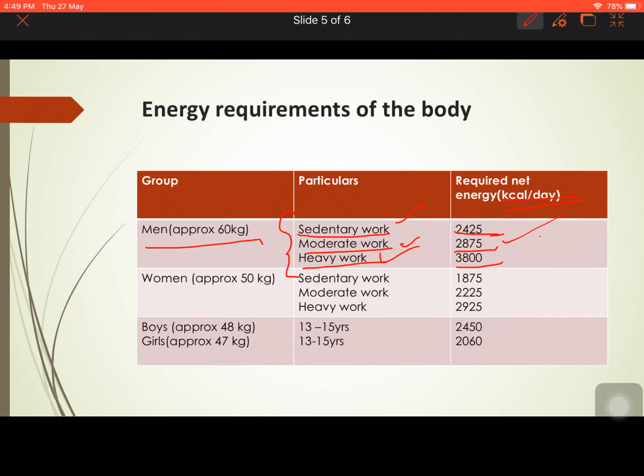So for women, those who are sedentary workers, sitting at home, or not actually doing nothing, but sitting at a desk doing desk work, and not doing any physical exercise or work, require less energy. So their food habits and diet should also be planned accordingly. If they are sedentary workers and they take excess carbohydrates, the excess will get deposited in different parts of their body.